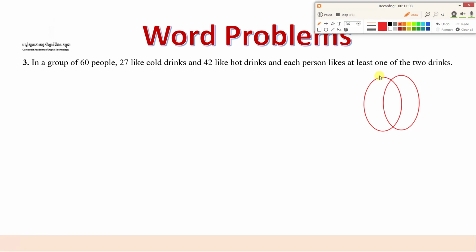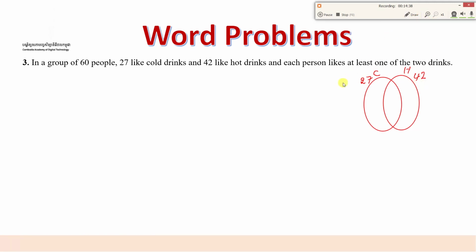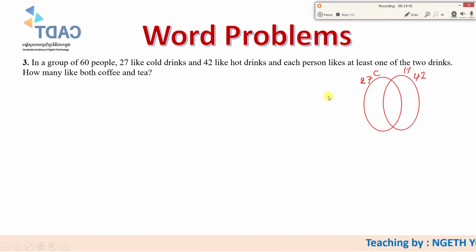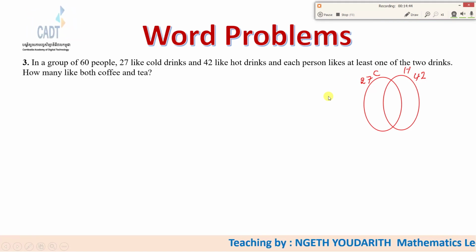For example, this is a cold drink C. This is a hot drink. So cold drink is 27, and hot drink is 42. This is our drawing of the Venn diagram, and each person likes at least one of the two drinks. So we can find in our word problem how many like both coffee and tea.